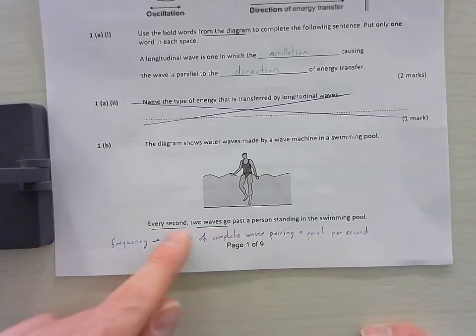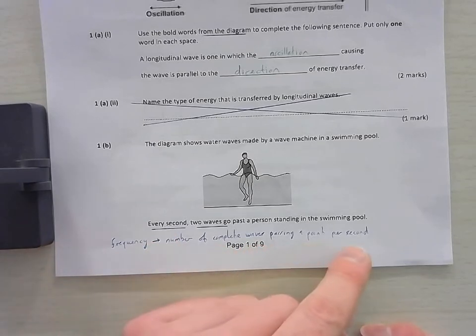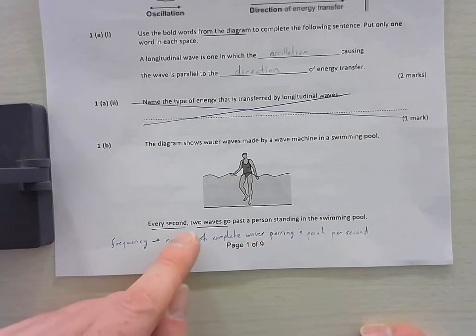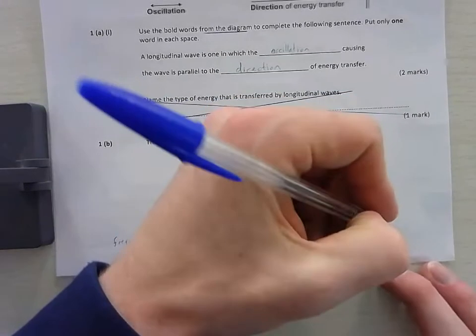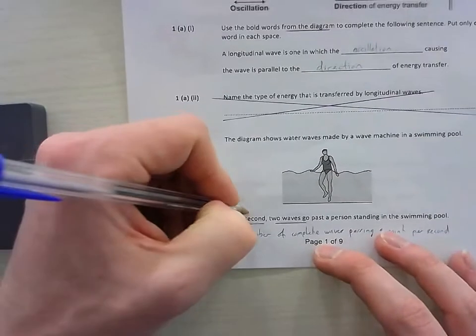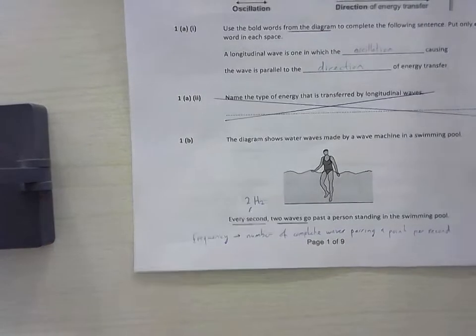So the reason I've underlined these things is because we are going to need to work out the speed of the wave, and to work out speed of the wave we need to know the frequency. Now those two things give us a real clue about what the frequency is, because the definition of frequency is the number of complete waves passing a point per second. And this tells us that 2 waves go past a person every second. So what that's telling us is the frequency is 2 hertz. So we know that from that sentence.